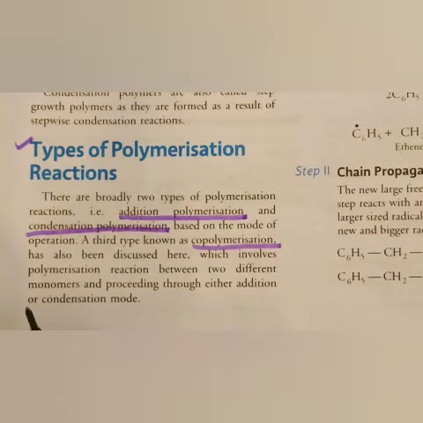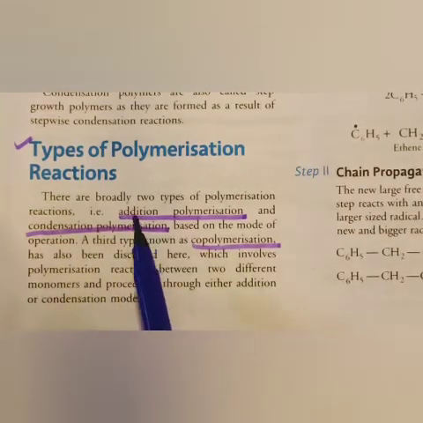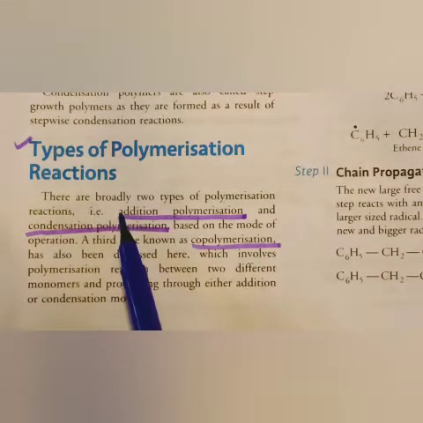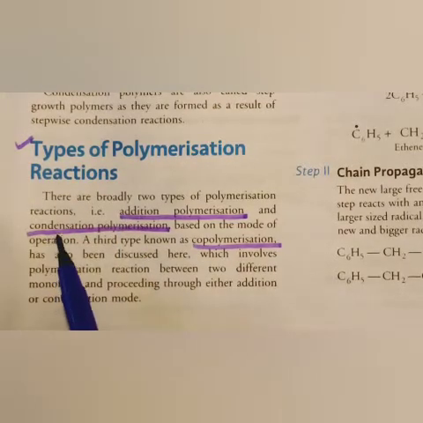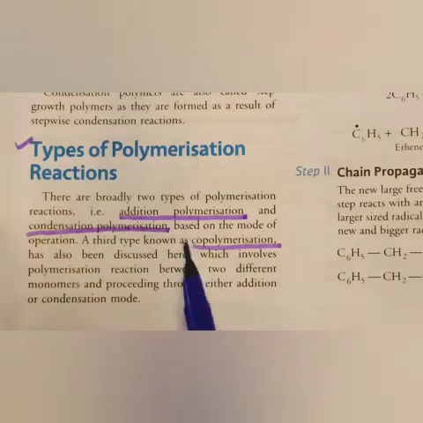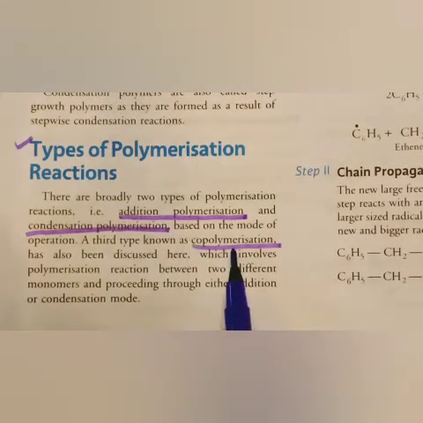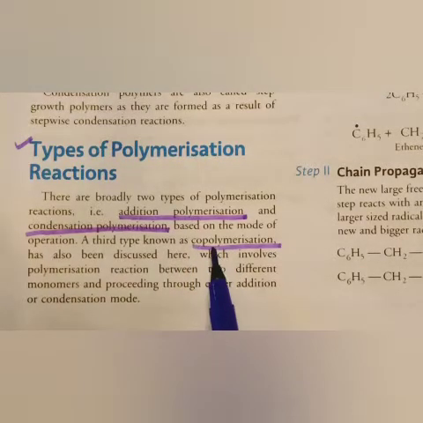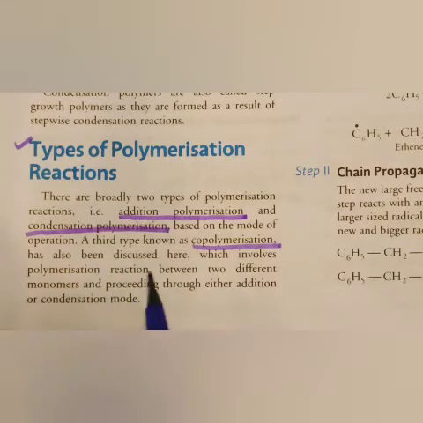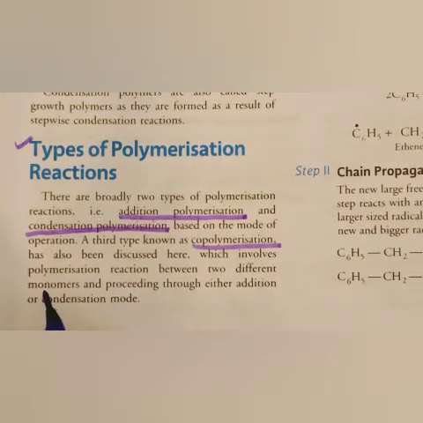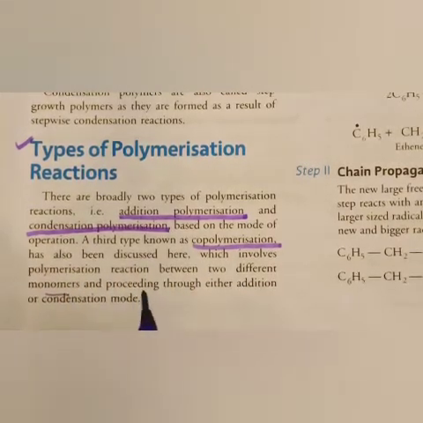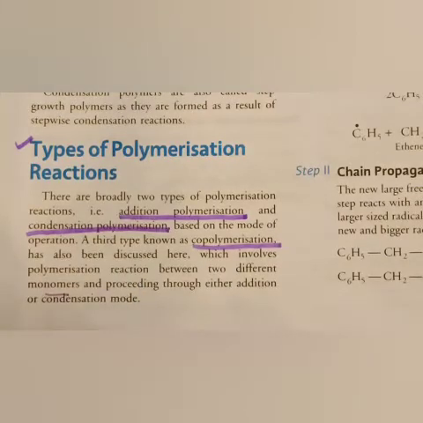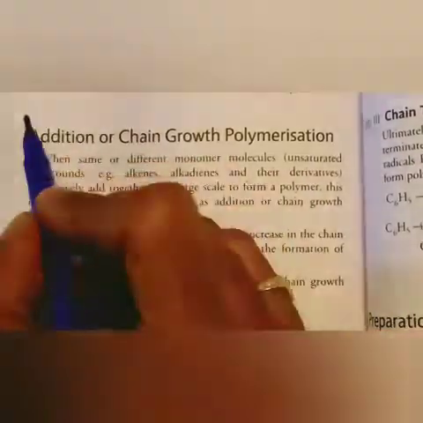Okay, basically we have two types of polymerization. Number one, addition, as the name represents, by adding polymer, and second is condensation polymerization. But there is one more, third, co-polymerization, which is the polymerization reaction between two different monomers proceeding through either addition or condensation. So now one by one we will discuss.